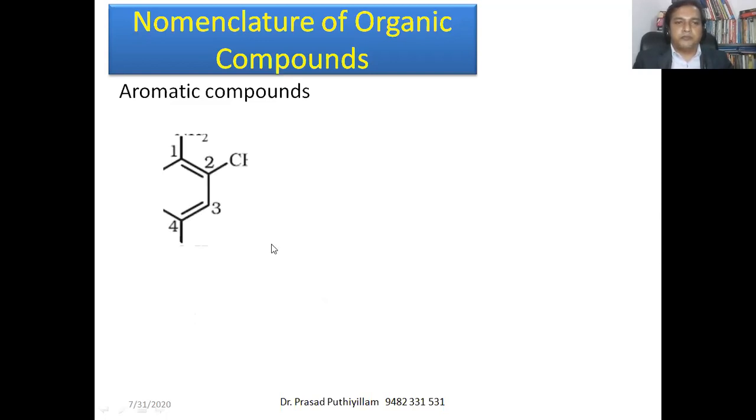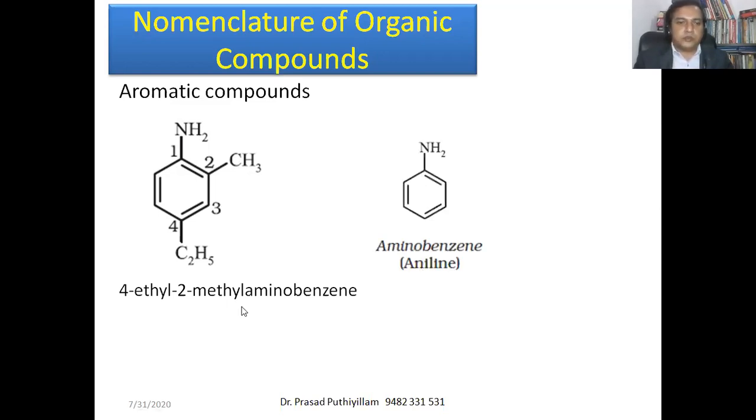Next example. Ethyl functional group is there, the methyl functional group is also there. So NH2 is the main functional group that we are considering here, the amino functional group. Therefore it is 4-ethyl 2-methyl aminobenzene, and aminobenzene we call as aniline. Therefore it is 4-ethyl 2-methyl aniline.